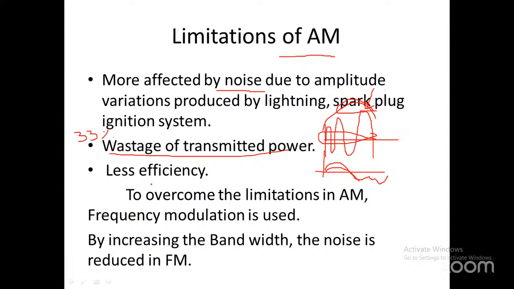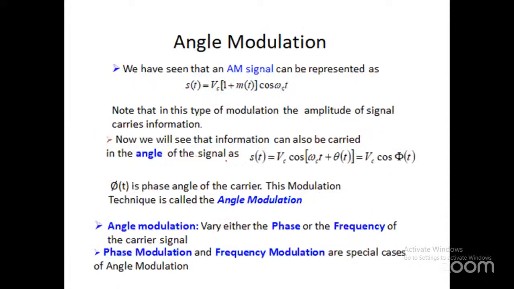Okay, so these are all the main limitations of amplitude modulation. One is that AM is more prone to noise, or less immune to noise. Power utilization of AM is very poor, and AM is less efficient. To overcome these problems, frequency modulation schemes were proposed.